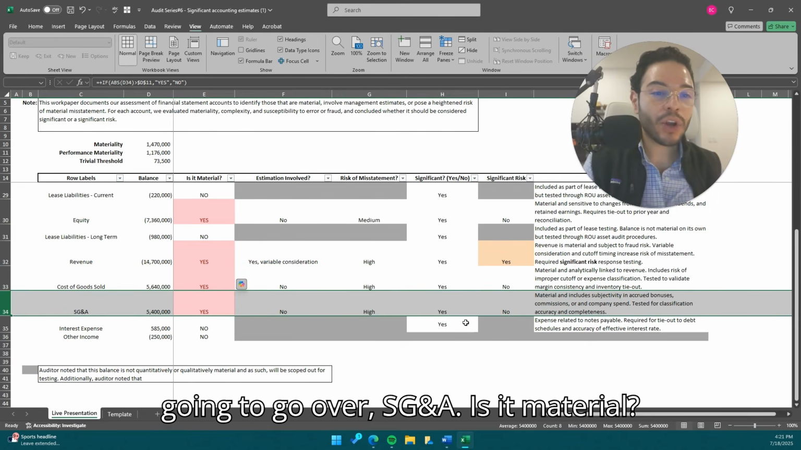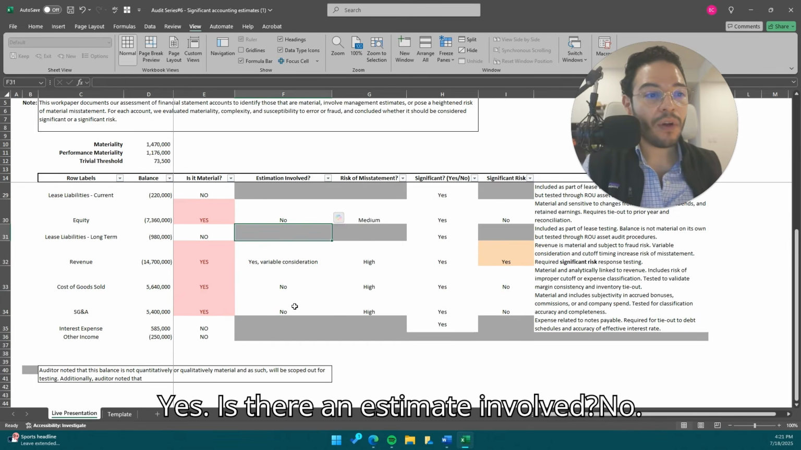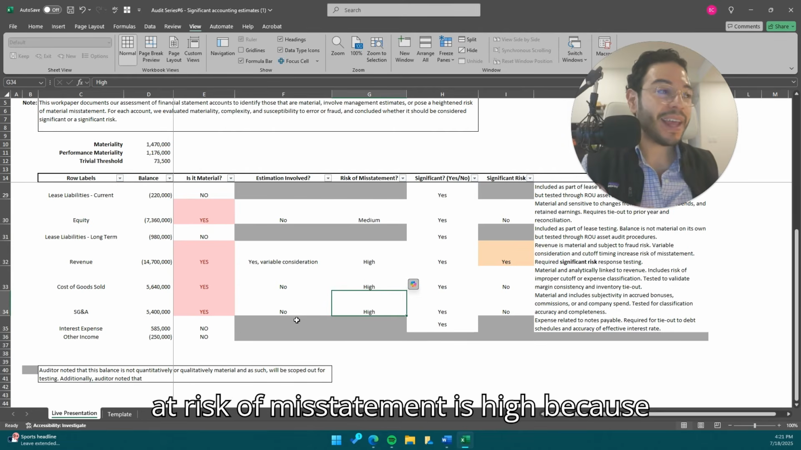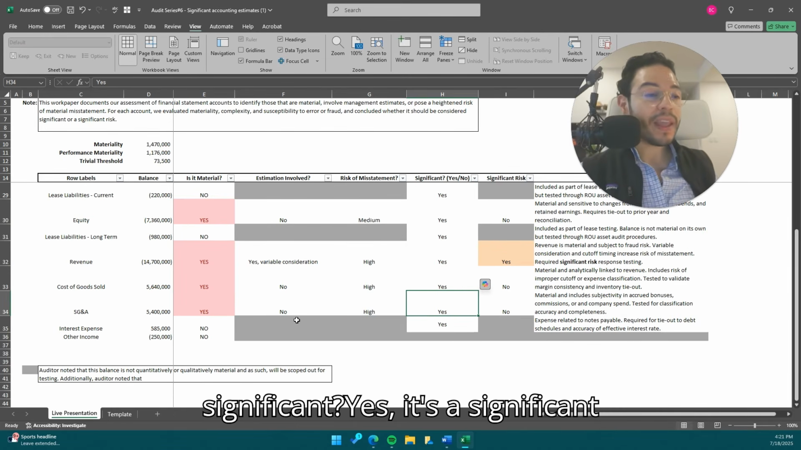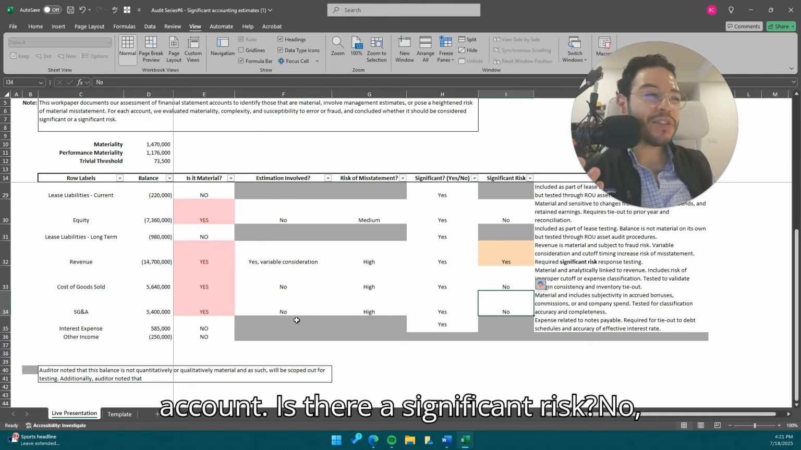And the last one here that we're going to go over, SG&A. Is it material? Yes. Is there an estimate involved? No. Risk of misstatement is high, given the dollar value of it. Is it significant? Yes, it's a significant account. Is there a significant risk?